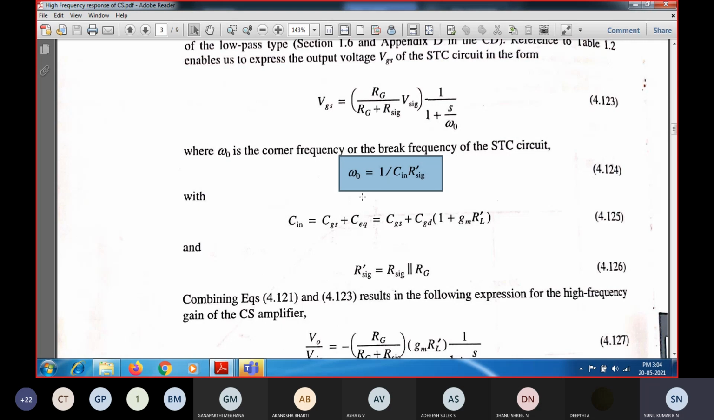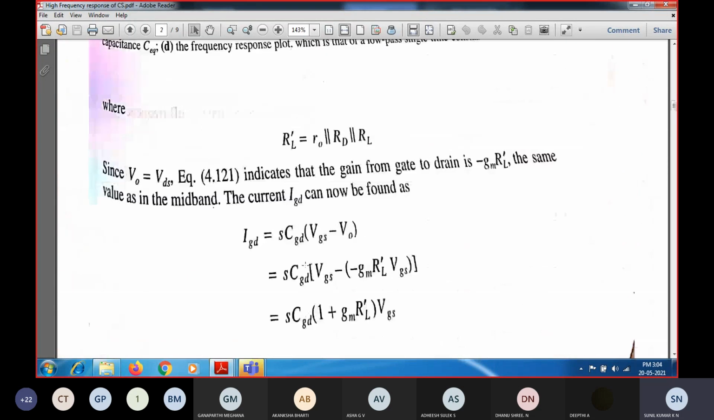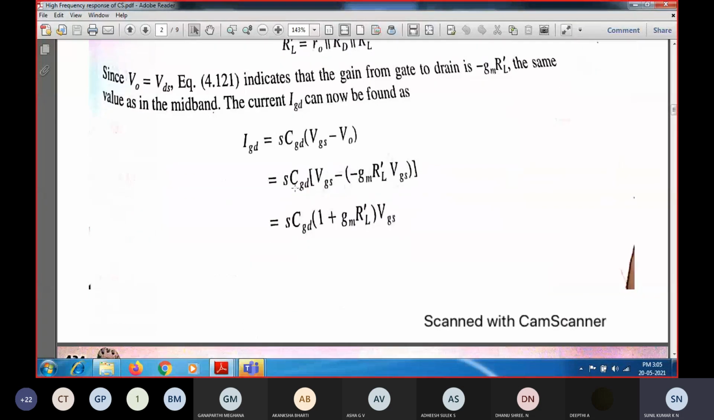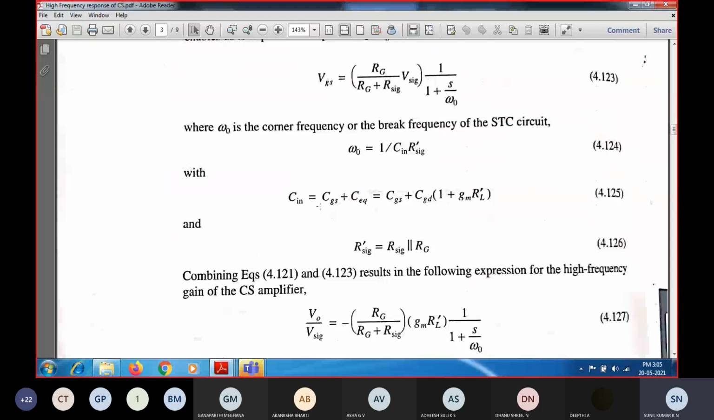Once the 3 dB frequency has been done, C1 plus C2 will be equal to C in, which is CGS plus C equivalent. So what is C in? Here, C in will be equal to the addition of these two: CGS plus C equivalent. C equivalent is given as CGD into 1 plus gm into R L dash. So that value is going to be substituted over here. C in will be equal to CGS plus CGD into 1 plus gm into R L dash. So this is the value of the capacitance C in. So the C in value has been found.